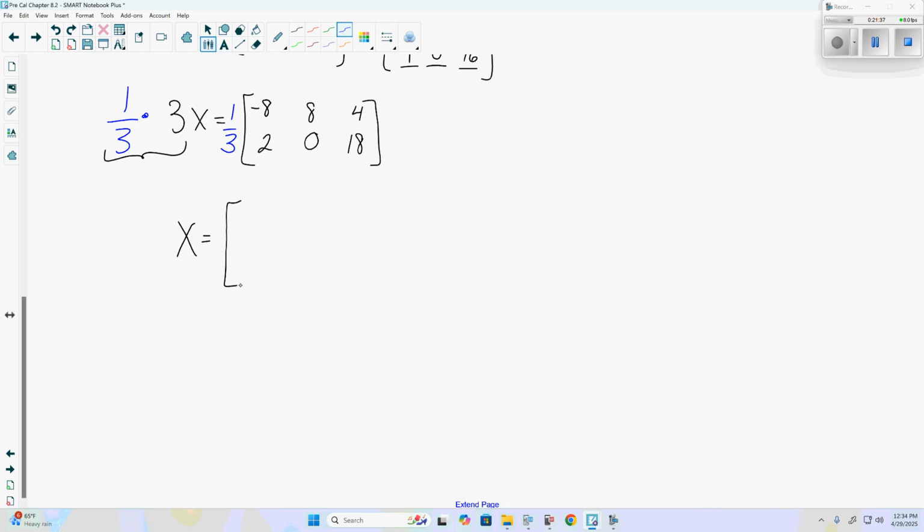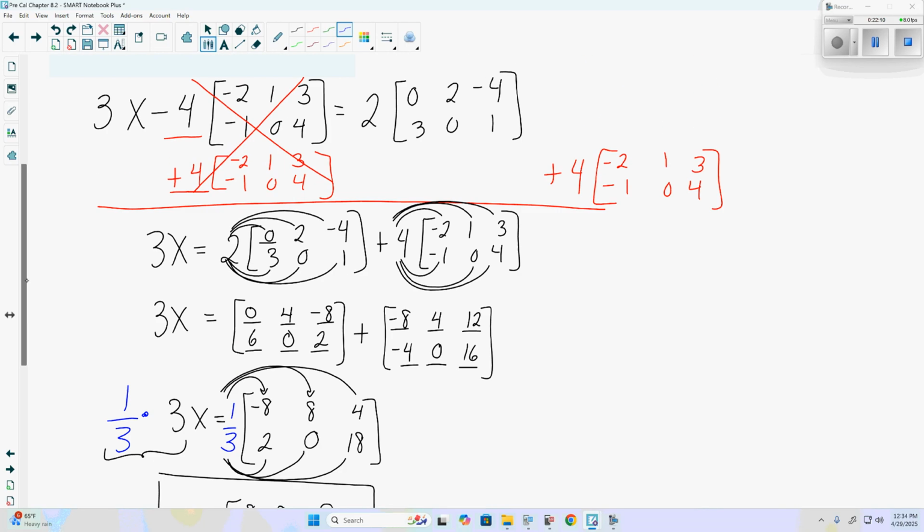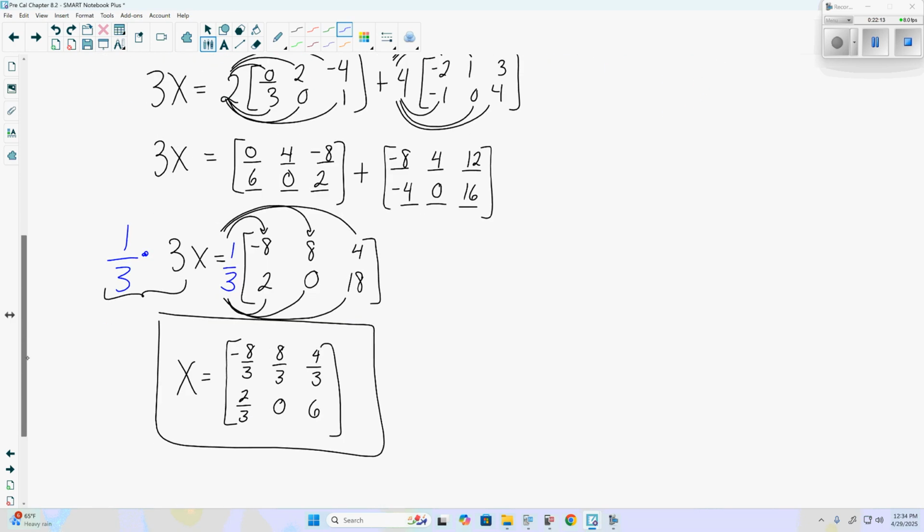Now we can do that through this matrix here. So we can do 1/3 times -8, which is going to be -8/3. 1/3 times 8 is just going to be +8/3. 1/3 times 4 is going to be 4/3. 1/3 times 2 is going to be 2/3. And nicely enough, 1/3 times 0 is just 0. And 1/3 times 18 is 6. And that's it. Then we get our answer. Questions on this here?